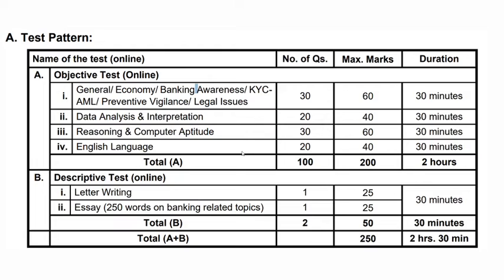Today's session is based on the topics that are important for your upcoming Circle Based Officer exam, right? We have the SBI CBO examination in the pipeline, and it has come out what their pattern will be. For the reasoning and computer aptitude section, we will have 30 questions and 60 marks. So you can see the weightage here. It's a high weightage. You have general awareness and reasoning with the highest weightage here. So 30 questions, 60 marks.